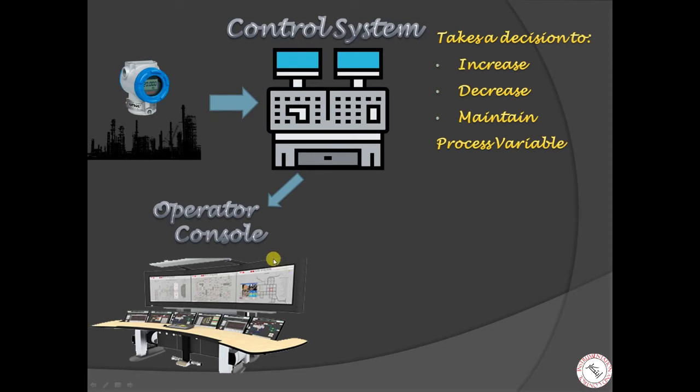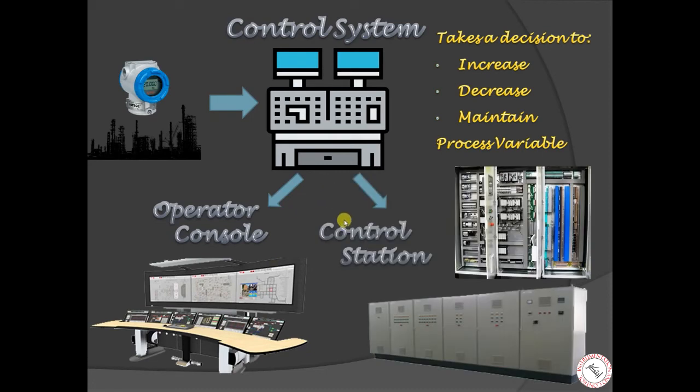The second part of a control system is the control station. This is the brain of the control system where all the signals are sent and received from the field. This is where the signals are compared, analyzed, and manipulated values are generated as per predefined algorithms which are used to control different processes. These control stations are housed inside control cabinets, which are usually placed in a separate room called the rack room.